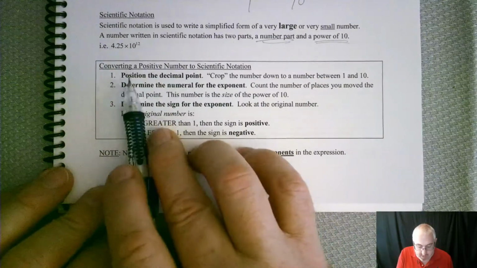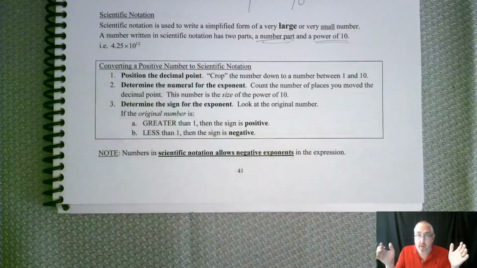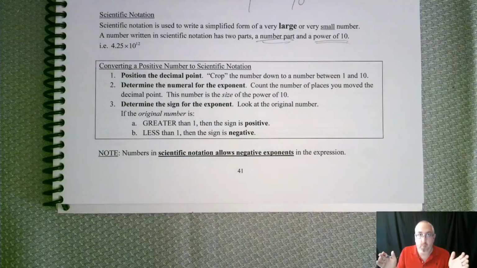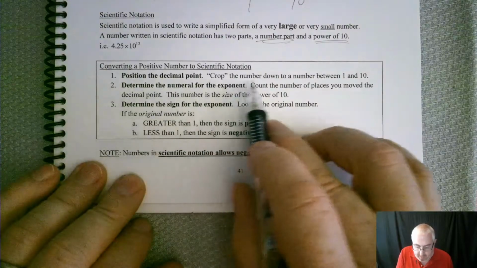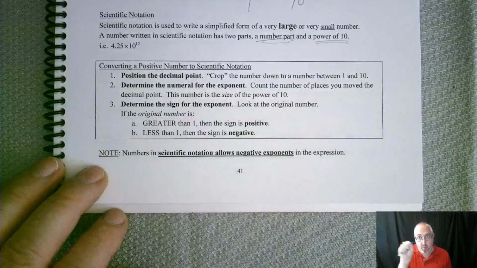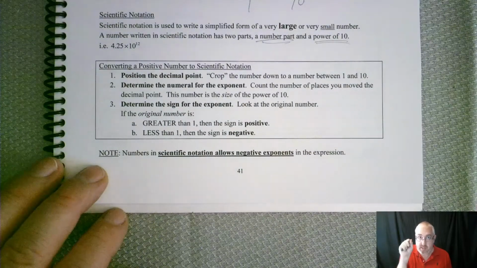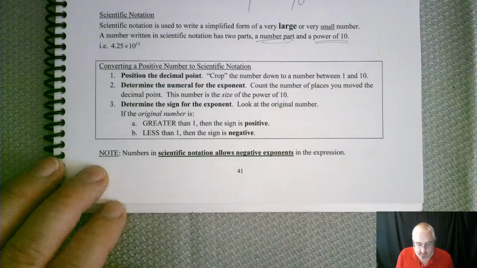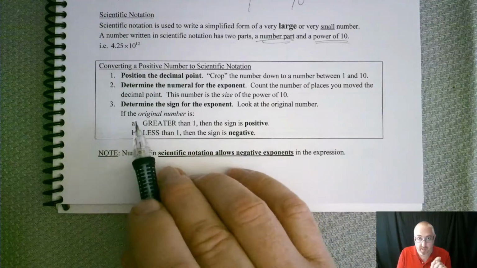Well, the first step is to position the decimal point. So you're going to be given a number to start with, and we've got to move the decimal point somewhere in the number to start. So it says crop the number down to a number between 1 and 10. Essentially you're going to move that decimal point wherever you need to in the number so that you make a number between 1 and 10. We're going to see this in action, so don't freak out yet. So that's step 1, just move the decimal point.